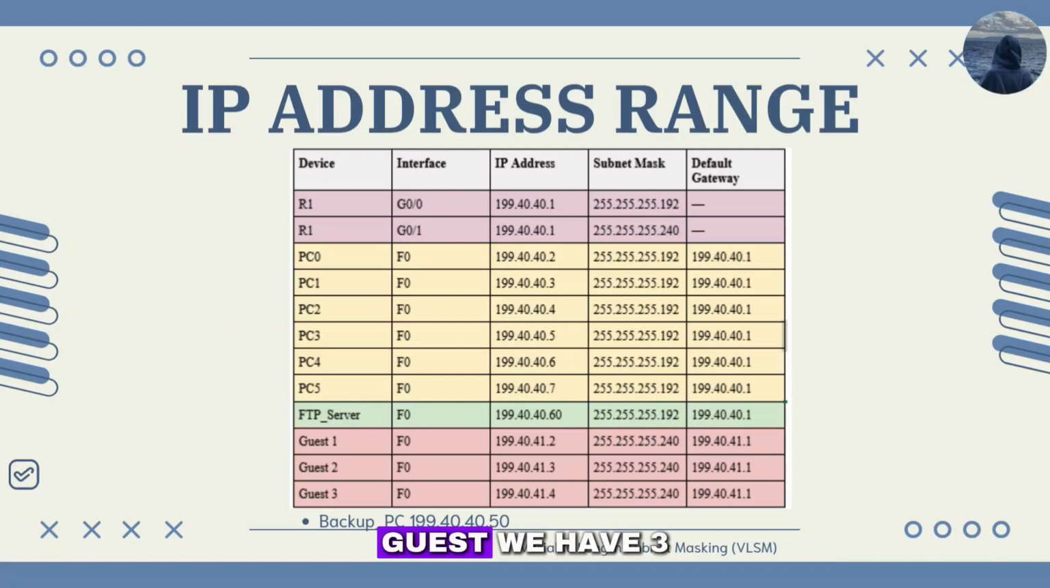Next is for the guests. We have three: guest 1, guest 2, and guest 3. All have the same interface, F0. For the IP addresses, we start with guest 1, 199.40.41.2, guest 2, 199.40.41.3, guest 3, 199.40.41.4. They also have the same subnet mask and default gateway. The subnet mask is 255.255.255.240. The default gateway is 199.40.41.1. And the last one is the backup PC. The IP address is 199.40.40.50.